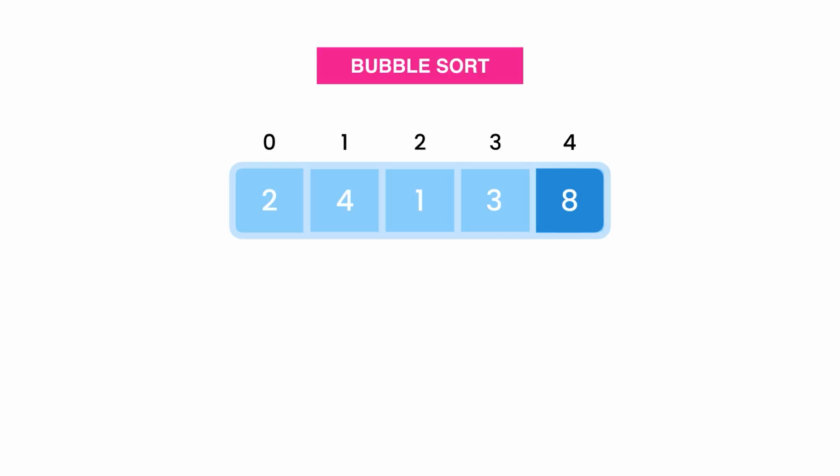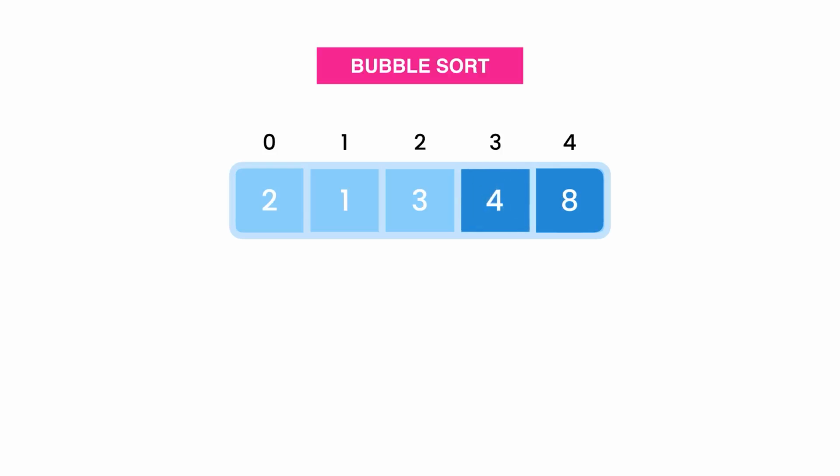Let me show you. Once again, we compare the items at index 0 and 1. These items are in the right order because 4 is greater than 2. So we don't need to swap them. Let's look at the next 2 items. 1 is smaller than 4, so we should swap these items. And one more time. Again, these items are out of order, so we need to swap them. And the last 2 items. These items are in the right order, so we're done with the second pass.